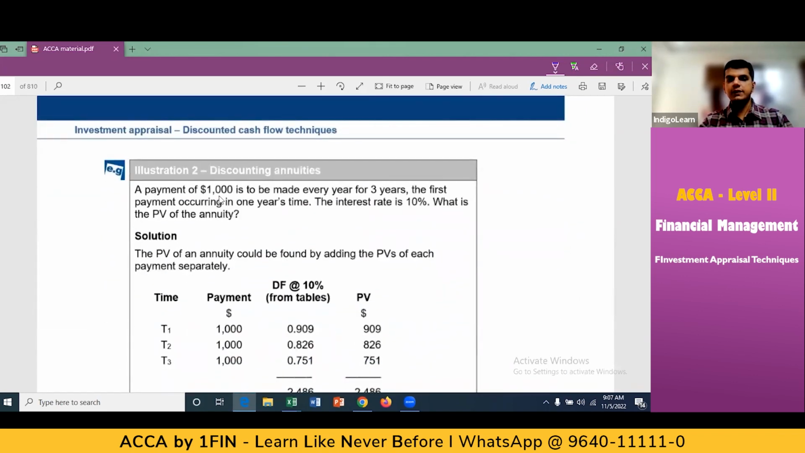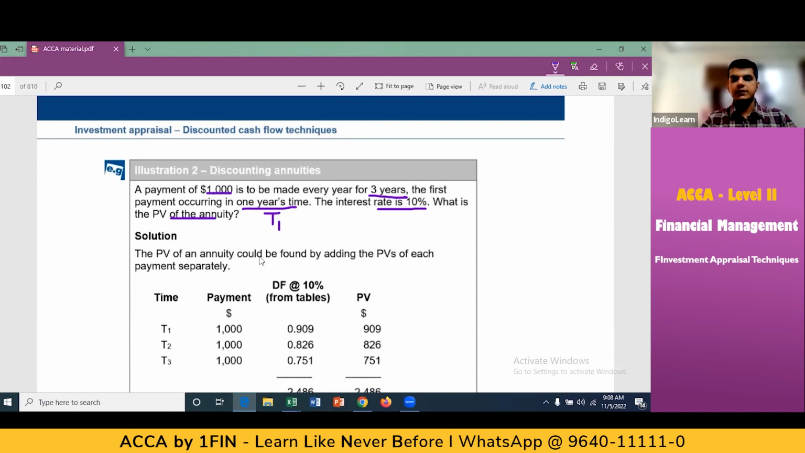Suppose a payment of $1,000 is to be made every year for 3 years. The first payment occurring in 1 year's time, in T1. The rate of interest is 10%. What is the present value of the annuity? How is it an annuity? Because $1,000 is being paid every year for 3 years. Interest rate we are having 10% and first cash flow is occurring at year 1, that is end of year 1. We have to calculate the present value of it.